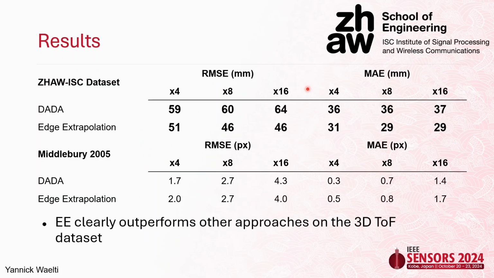Then for some numerical results, for the root mean square error and mean absolute errors on our data set at the top, and for the Middlebury 2005 data set at the bottom. In the Middlebury data set, we don't perform quite as well as another state-of-the-art algorithm, but on our own data set, it's performing quite a bit better. And that's mostly due to the noise in the 3D TOF images, which we can also reduce.